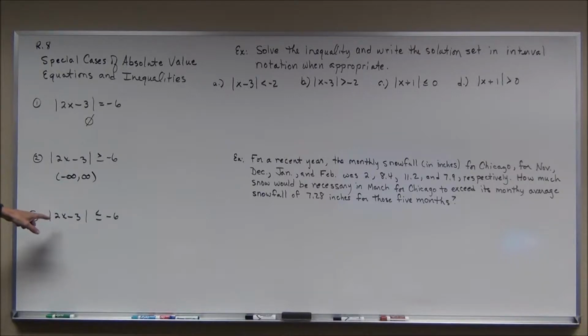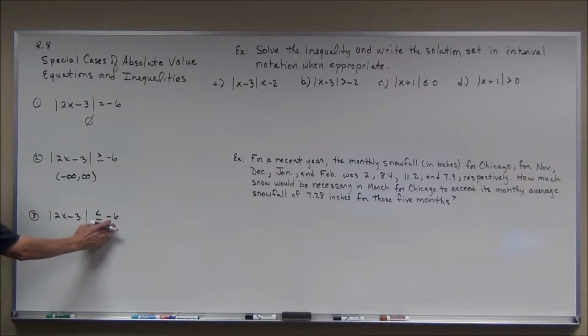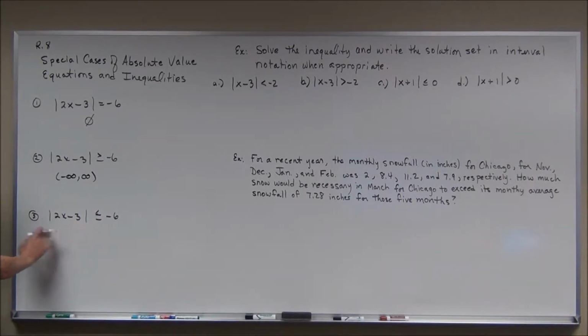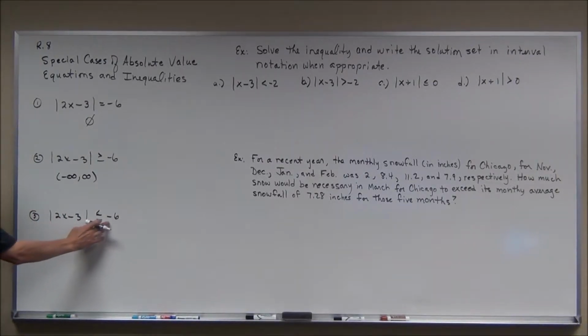On the other hand, the absolute value of 2x minus 3 is less than or equal to -6, a negative number. Well, that can't happen. You can't have a non-negative number less than or equal to a negative number. So again, the absolute value is all by itself. There's no -3 out in front that you'd have to divide by first. This case is not going to be able to happen. This is a contradiction and there is no solution.